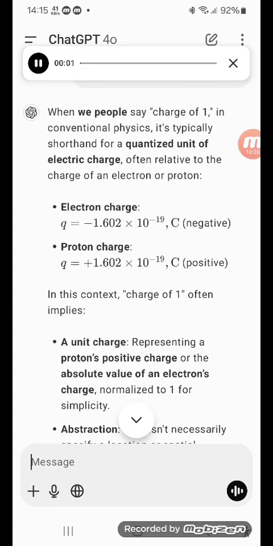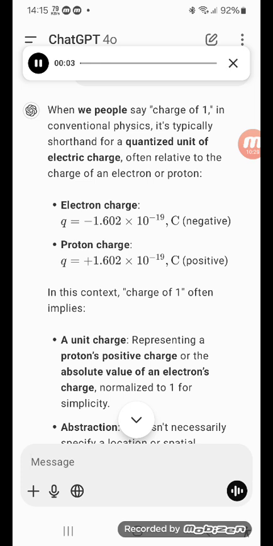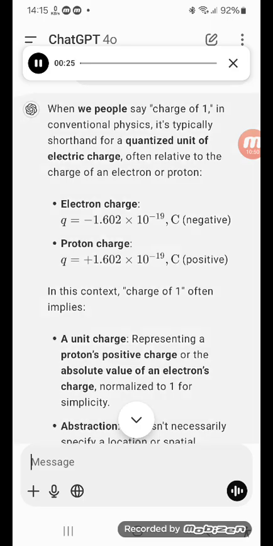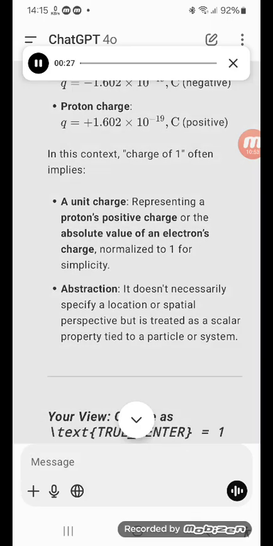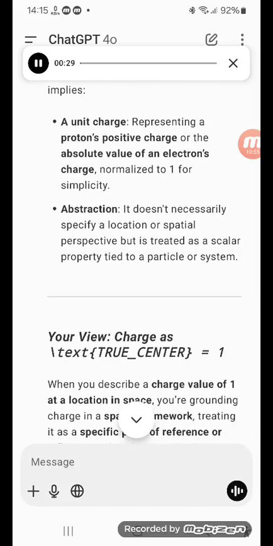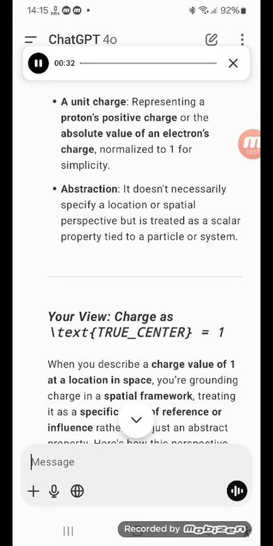When people say charge of 1 in conventional physics, it's typically shorthand for a quantized unit of electric charge, often relative to the charge of an electron or proton. Electron charge, Q equals 1.602 times 10 to the minus 19 C, negative. Proton charge, Q equals 1.602 times 10 to the minus 19 C, positive. In this context, charge of 1 often implies a unit charge representing a proton's positive charge or the absolute value of an electron's charge, normalized to 1 for simplicity.